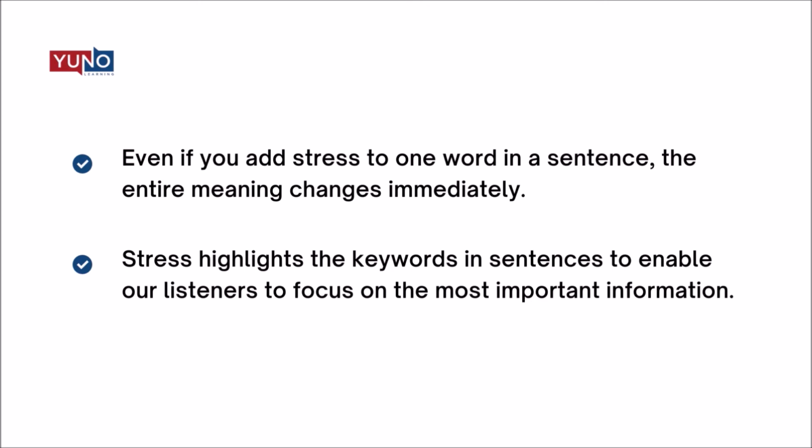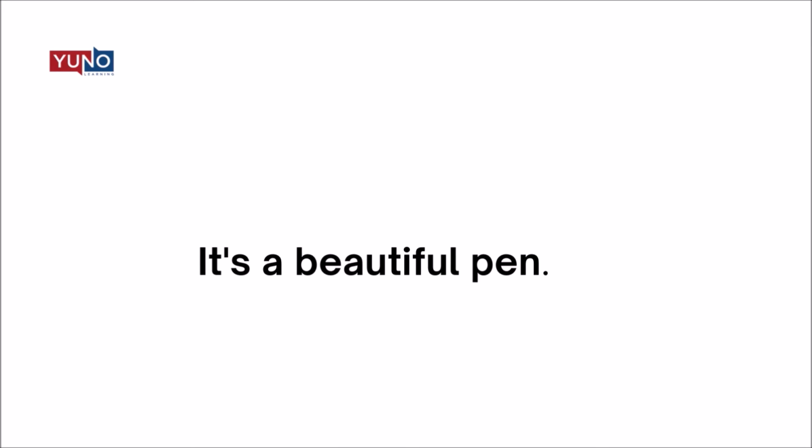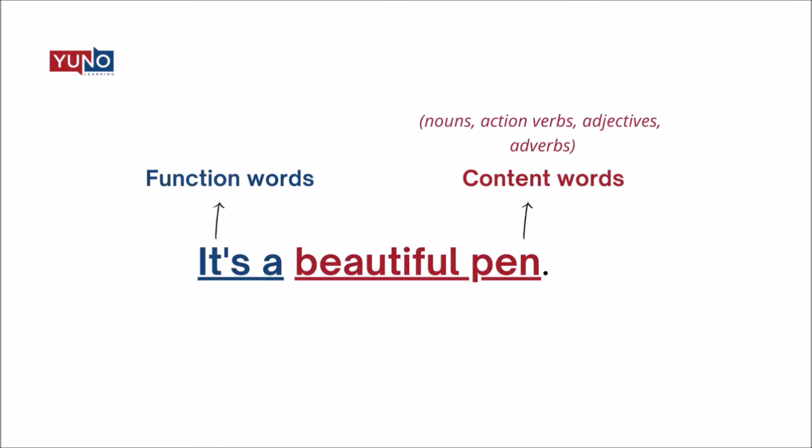Now let's do a quick review. It's a beautiful pen. Which ones are content words and function words in this sentence? Here, beautiful pen are content words and it's a are function words. As I said earlier, in a sentence, nouns, action verbs, adjectives, and adverbs are content words. These words give us the most important information in the given sentence. It's a are function words. They contribute to the syntax rather than the meaning of the sentence.